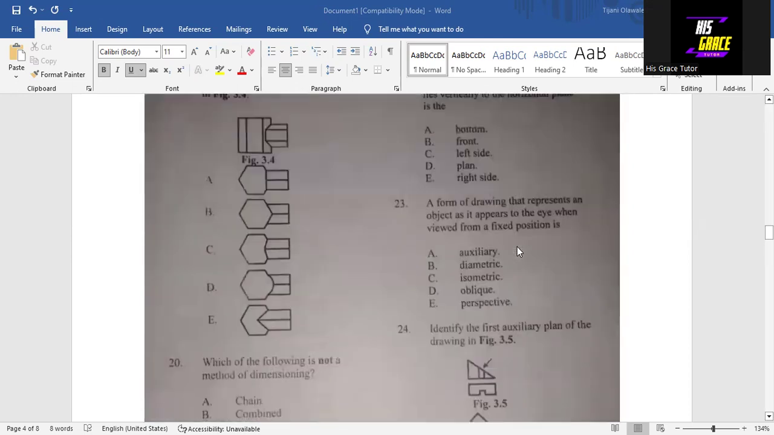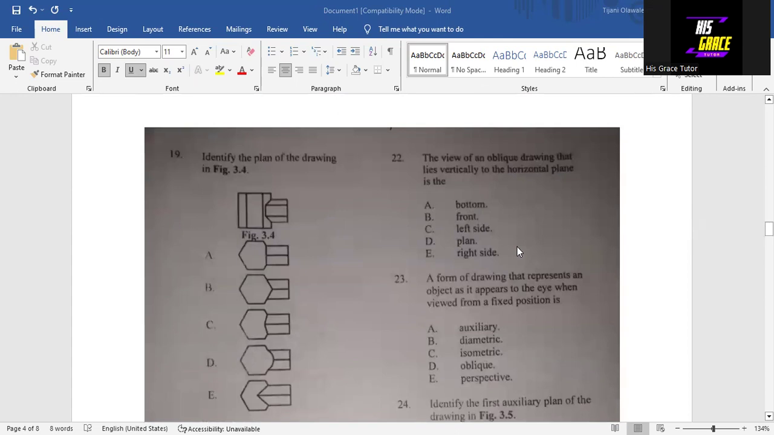Then move to question 22. The view of an oblique drawing that lies vertically to the horizontal plane is the front. That is option B, the answer to that question. So that is the front. It is parallel to the horizontal projection plane.